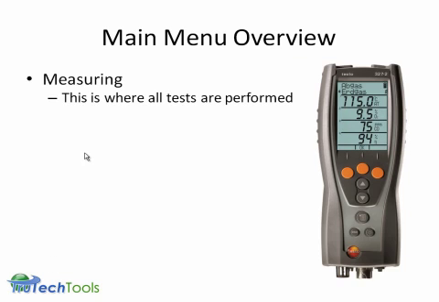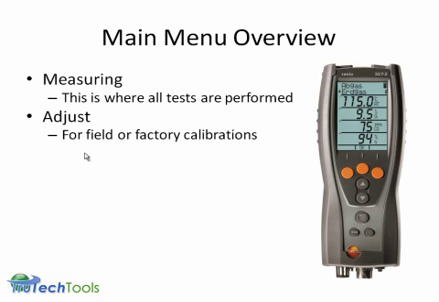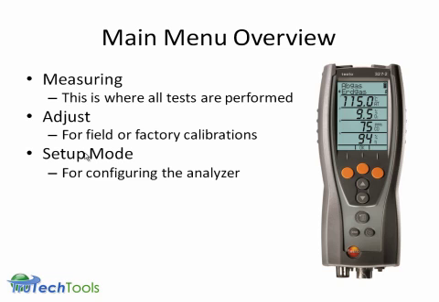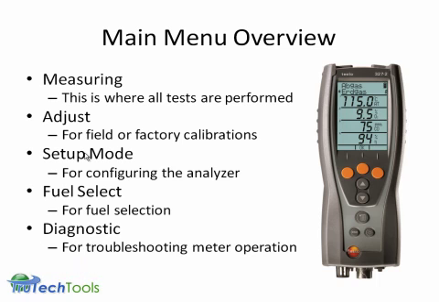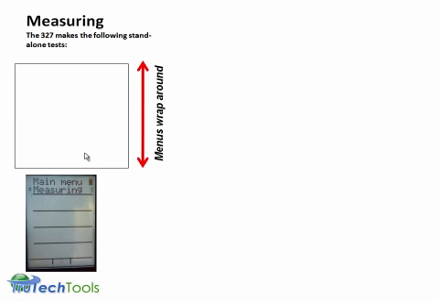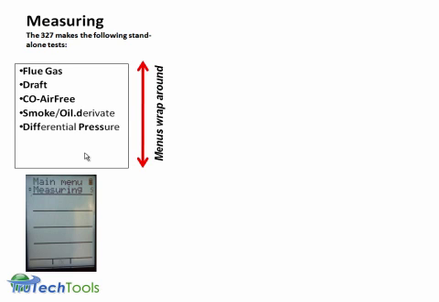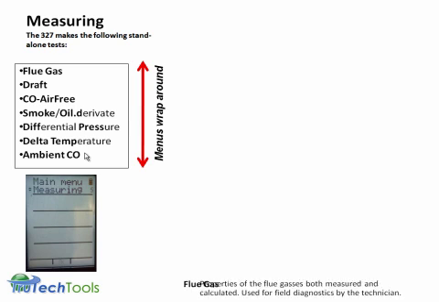Let's go over the main menu. So again, this is where all the measuring tests are performed, where we can adjust for field calibrations. We can do setup mode for configuring the analyzer, fuel selection, and diagnostics for troubleshooting the meter operation. In the measuring menu, all these menus wrap around. So if you scroll through them, you'll get right back to where you started. And specifically, we're talking about flue gas, draft, CO air free, smoke oil derivative, differential pressure, delta temperature, ambient CO.